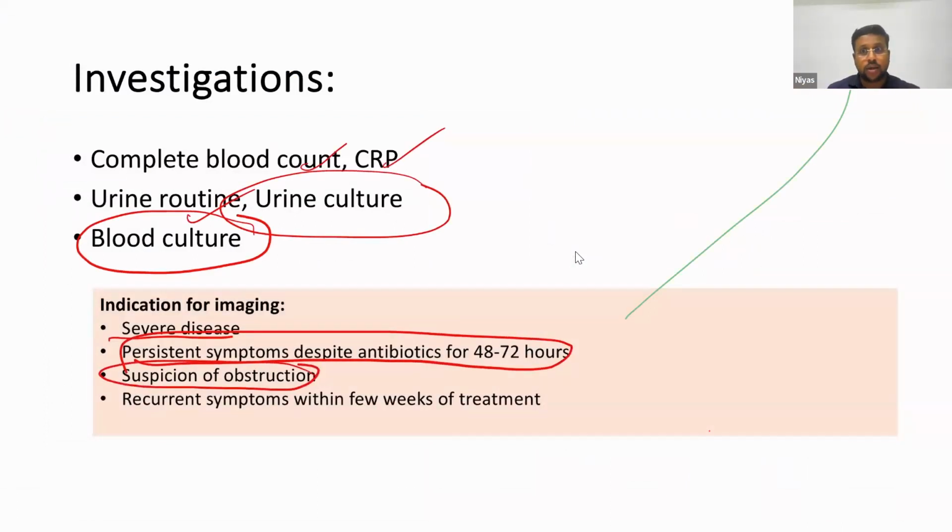Suspicion of obstruction, which requires relief of the obstruction for the treatment to be successful. Anywhere you have an obstruction, that obstruction has to be relieved. If you have a stone, if you have some kind of obstruction, you will have to call your urology friend to relieve that obstruction, and only then your treatment will be successful. And then if you have recurrent symptoms within a few weeks of treatment, again, for some complication, you can do imaging. Preferable imaging is a CT scan, contrast plus non-contrast, ultrasound can miss things. But again, it needs to be done only in patients who have these indications for imaging.